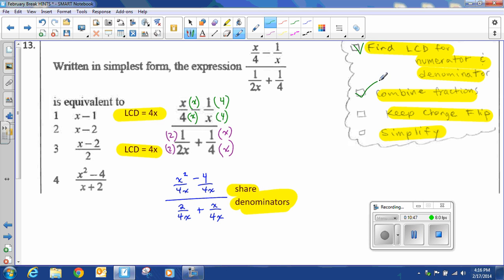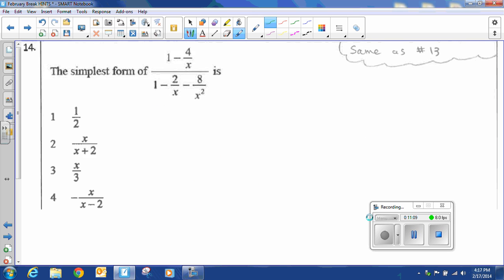Okay? What do I mean by combined fractions? Well, what I mean is rewrite these so you're sharing a denominator. So it's x squared minus 4 all over 4x, 2 plus x all over 4x. And then you want to do your keep, change, flip, and then simplify, which means cancel any common factors out.